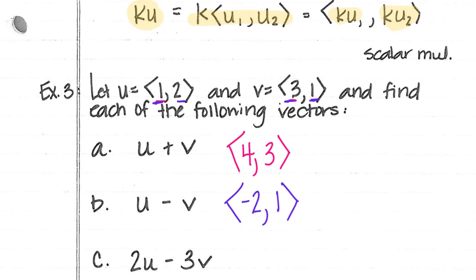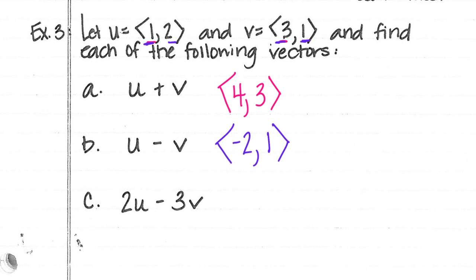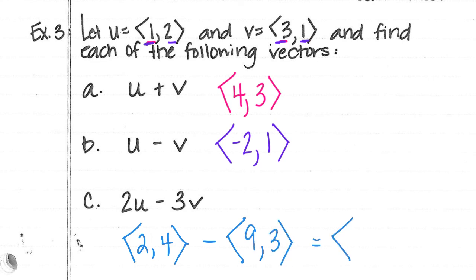For the next one, they're telling us to go ahead and multiply the u by 2. So I'm going to double the u, <2, 4>. And then I'm going to subtract 3 times the v, <9, 3>. And when I do that, it looks like I get <-7, 1>.